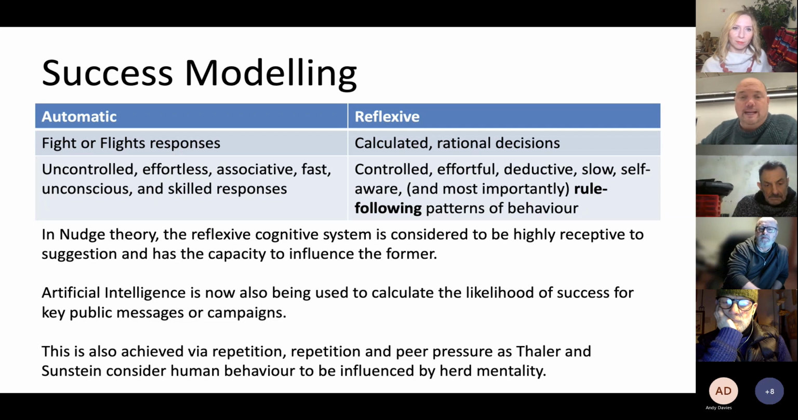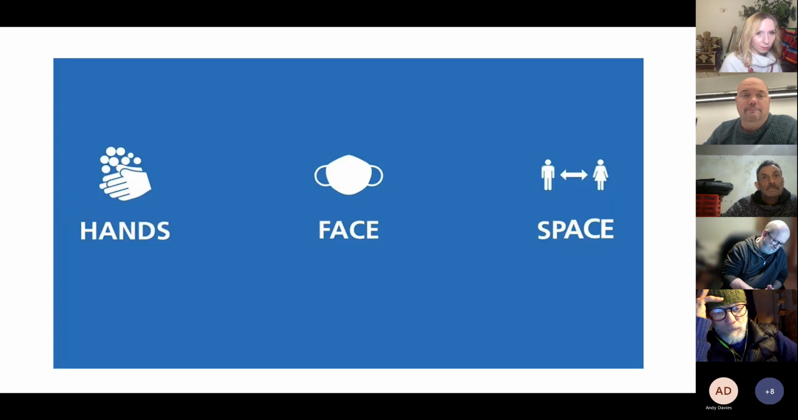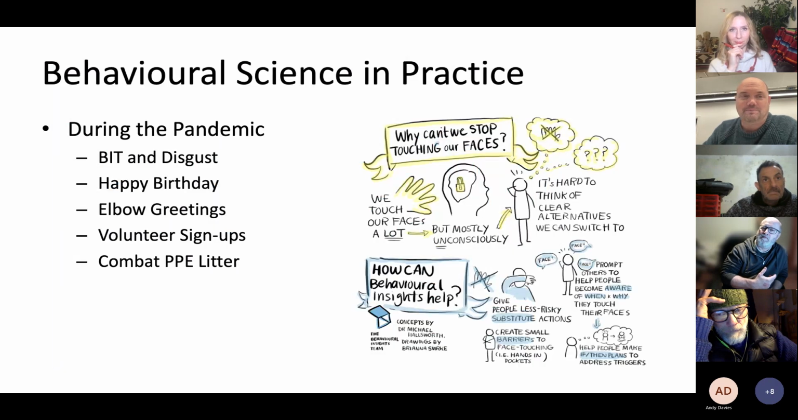Interestingly, artificial intelligence is now also being used to calculate the likelihood of success for key public messages or campaigns, and I think this is a risk, hence one of the reasons I was writing this piece in the first place. It's also achieved by repetition and peer pressure, as Thaler and Sunstein consider human behaviour to be influenced extensively by herd mentality. Hands, face, space. Can I say that again? Hands, face, space. How many of you have seen this, and how many times have you seen it, and how often has it become an automated response now?